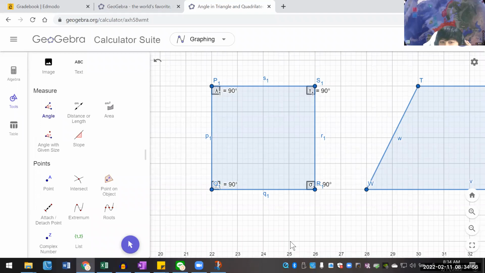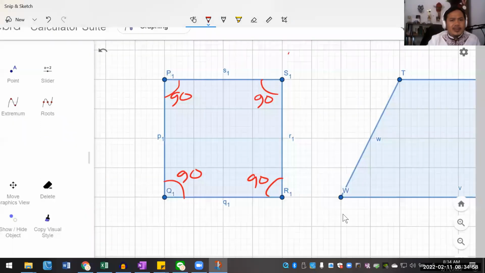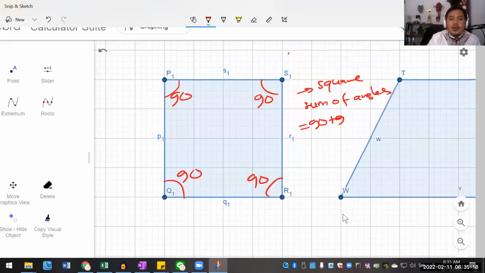Okay, thank you, Akasha. So maybe we can write down, for this one, a square, right? The sum of the angles, not the total angles, the sum of the size of the angles. I'm going to write down here, sorry. The sum of the angles is going to be 90 plus 90 plus 90 plus 90, right? That will be equal to 360 degrees.